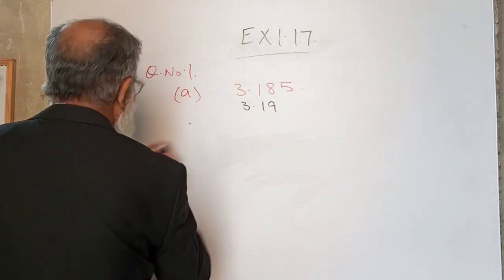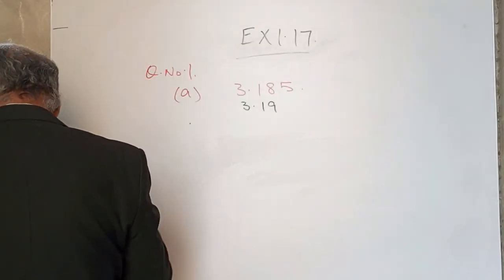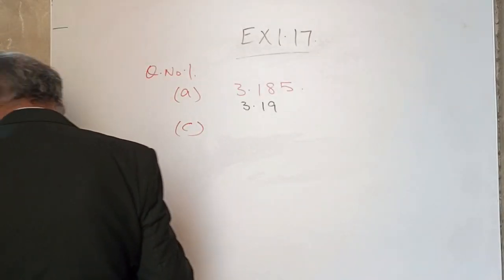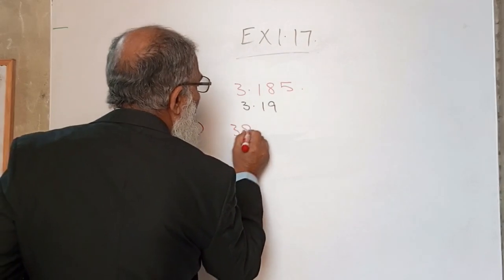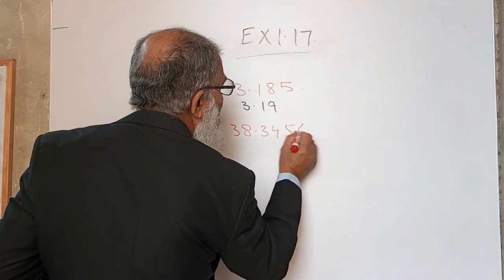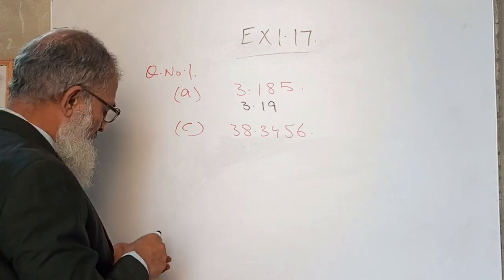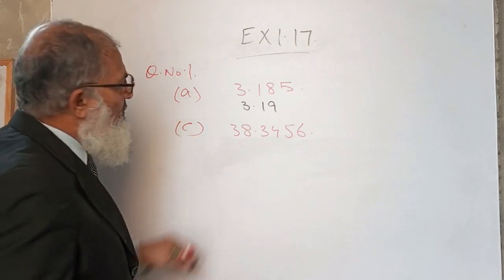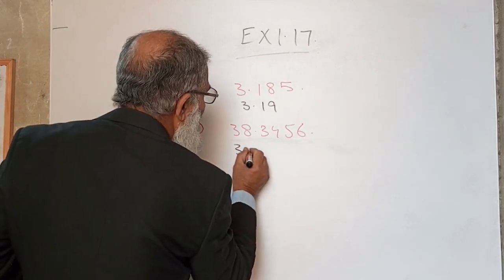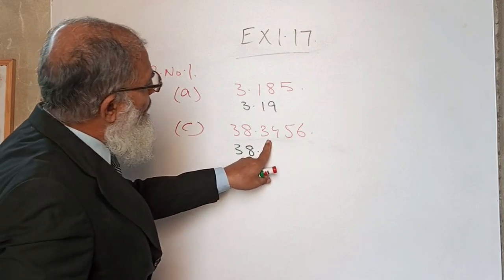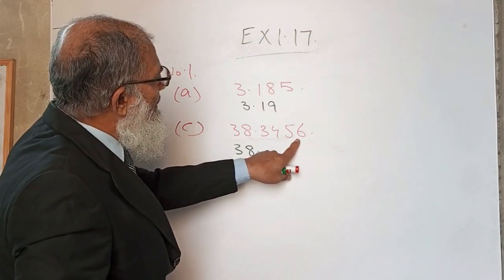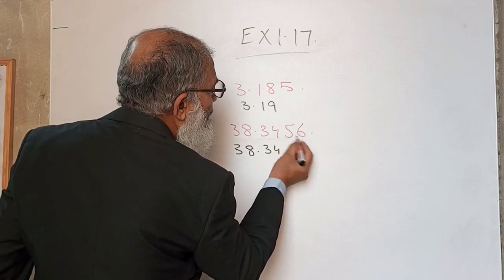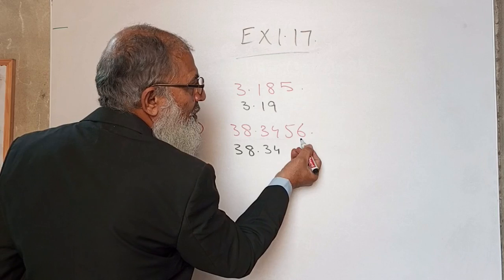Part C: 38, 34, 56. Now what we have to do is round it to two decimal places. 3, 8. You see that it is 6 and it is 5. Let us start from this side now. 3, 4. Now this is greater than 0.0005.